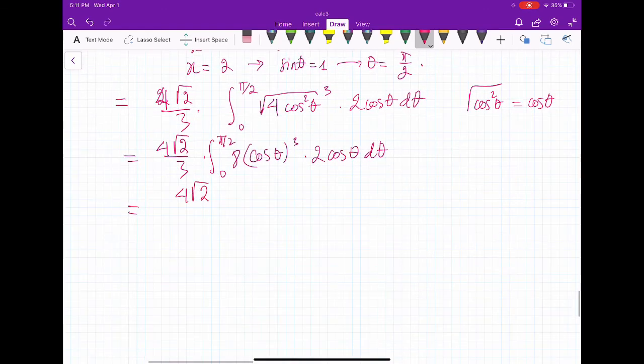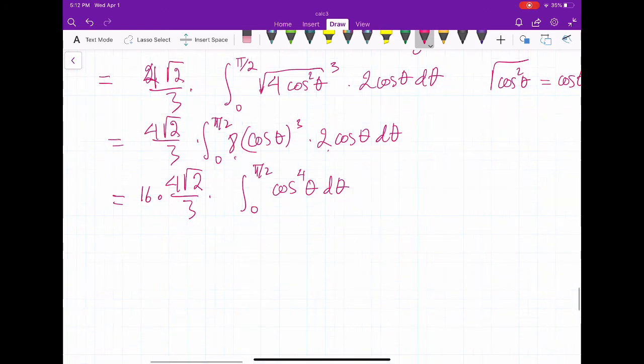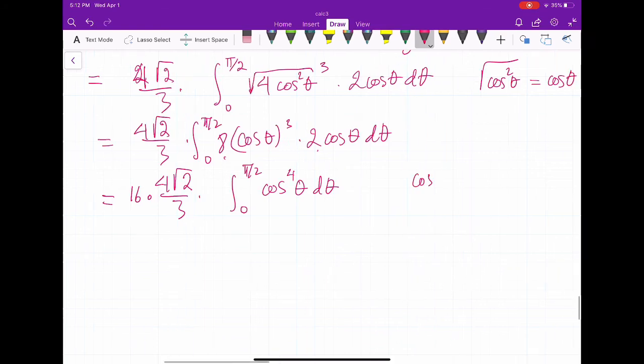So you have the following one. 4 square root of 2 over 3. 8 with 2 is 16. I write 16 in here. Okay? Integral from 0 to pi over 2 of cosine to the fourth d theta. Again, how to solve this? Integral. You may use integration tables, but for such an integral, you need to use the double angle formula, right? You need to do the following way.